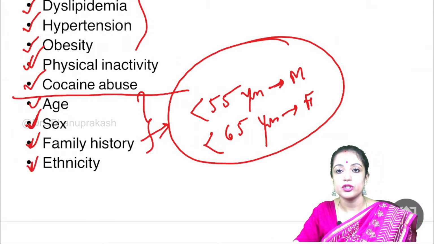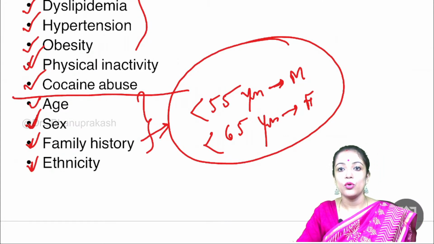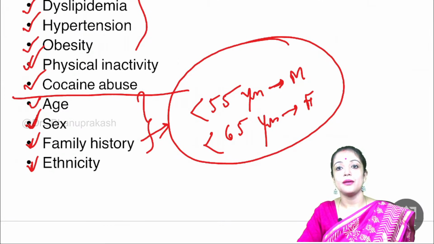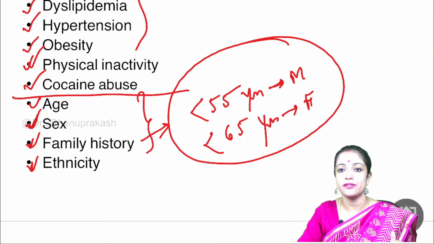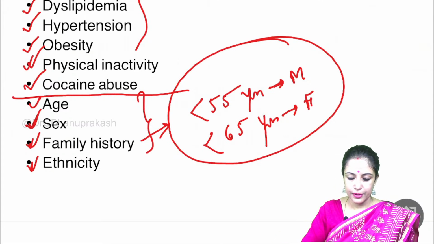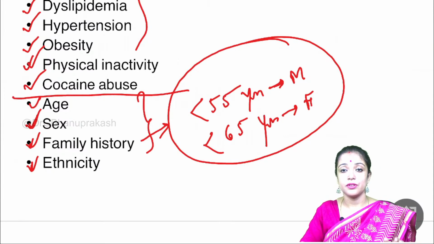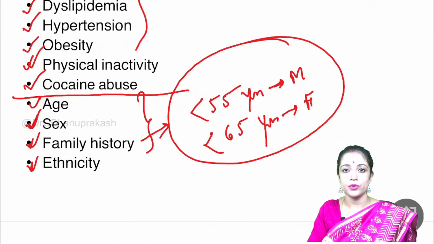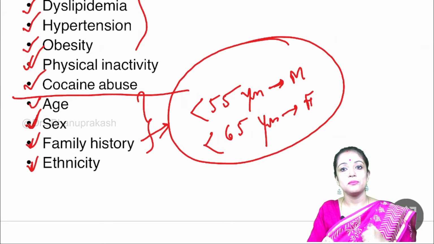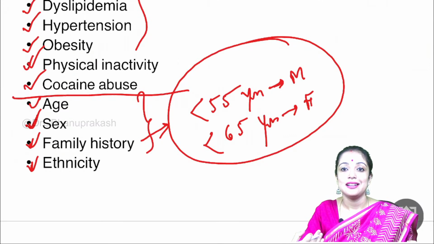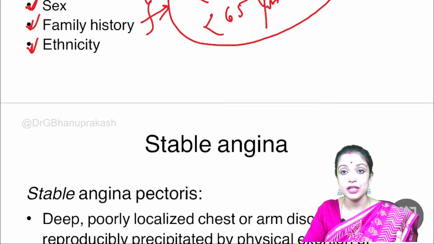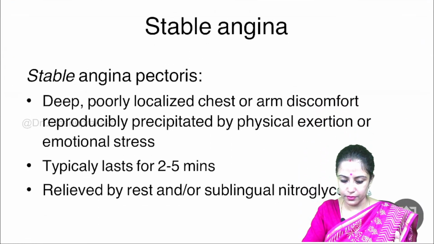Ethnicity, again, is important. Certain races are more prone to develop coronary artery disease, for example whites and black males. These are about the risk factors. Very importantly, we should know about the risk factors, because if we can modify them, we can modify future cardiac events. We can reduce the number of deaths.